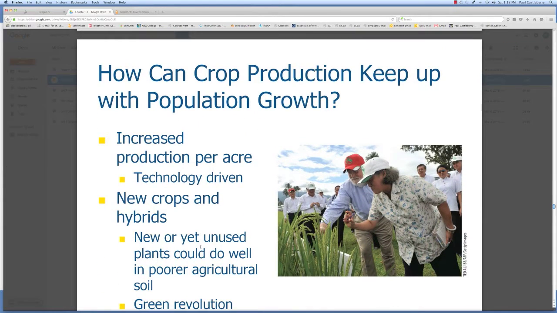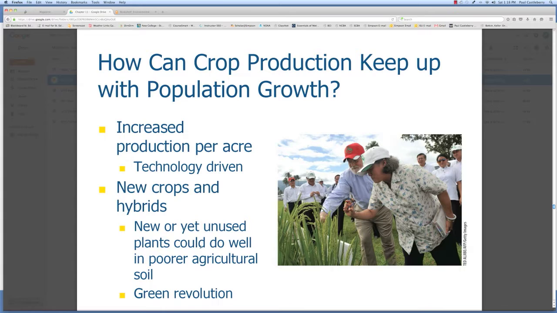So, how do we keep crop production up? We saw a graph earlier of millions of tons of how crop production has increased in the last 33 years, but it's certainly having problems keeping up with the rate of growth of our population. Well, one way we can do this is just increase the production per acre, make it much more efficient. This is from a technology aspect or approach.